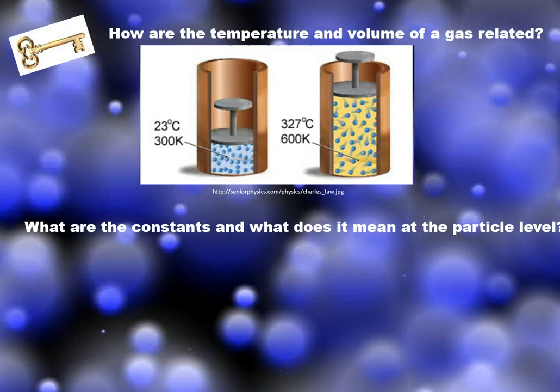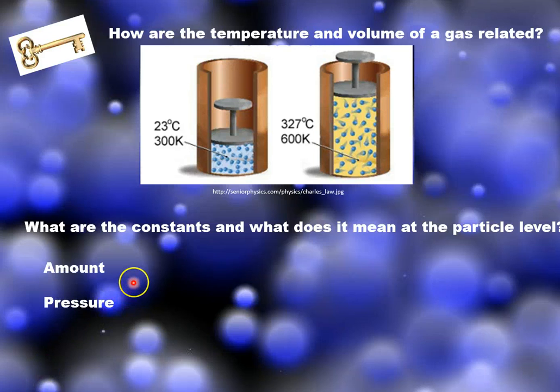Okay, we have another relationship between temperature and volume. And so again, what are the constants and what does it mean at the particle level? So we see that we have a temperature change. We go from 300 Kelvin to 600 Kelvin. And we also see that we have a difference in the size of the container. So those are our variables. So then what are our constants? And again, what does it mean?